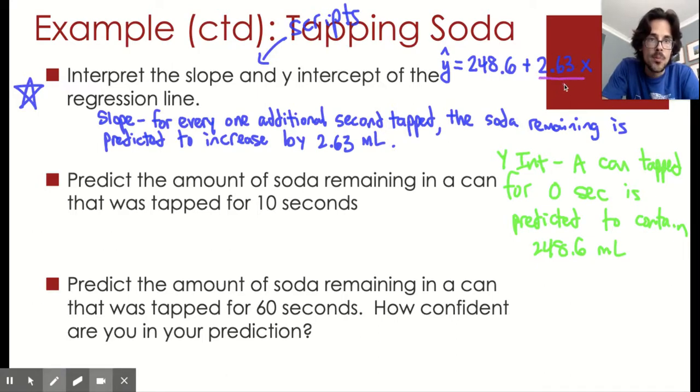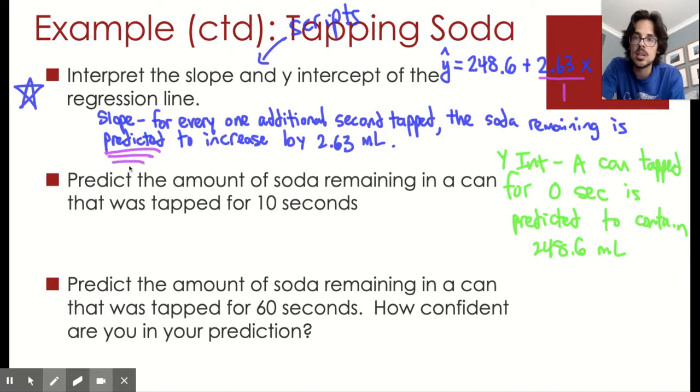And if you think about slope as a fraction, it's rise over run. So run is side to side, that's your x. Rise is your y. So for every 1 increase in x, your y is predicted to increase by this much. You would go up 2.63 over 1. So you just write about that in words, and this is a little format for that. For every 1 additional second tapped, 1 additional increase in x, the soda remaining, that's y, is predicted to increase by the slope, 2.63. So basically, if I tap the can for 1 second longer, it's predicted that there will be an extra 2.63 milliliters left over.